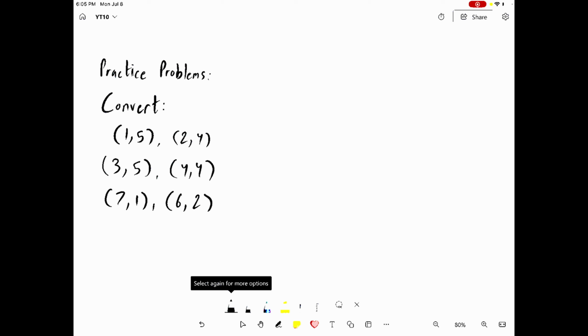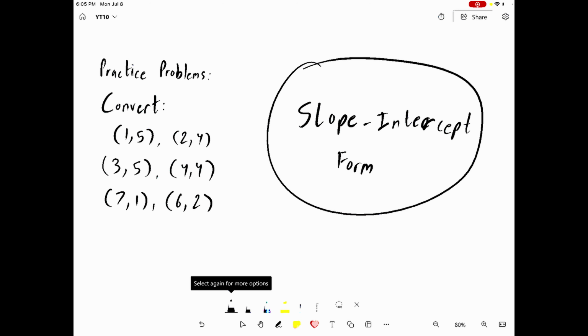Our three practice problems for today are 1, 5 and 2, 4. We have to convert these 2 points into slope-intercept form. And our second practice problem is 3, 5 and 4, 4. And our third example is 7, 1 and 6, 2. Those are 3 examples, and as always, make sure to convert them into slope-intercept form, because this is what this entire lesson was about. We're not converting it into any other forms. We're just going to be converting it into slope-intercept form. So just make sure you're doing that when you're answering these problems.